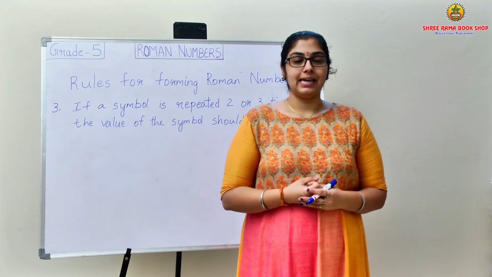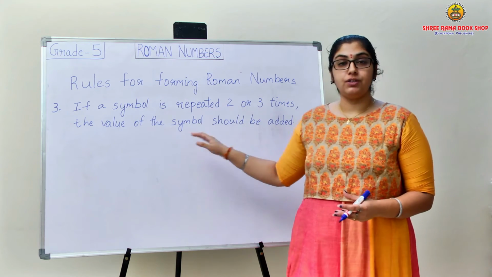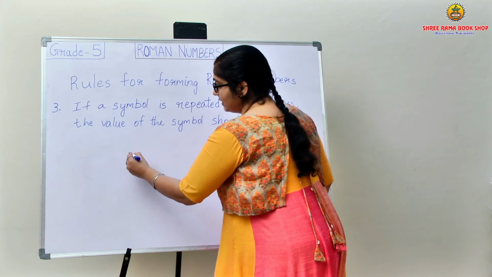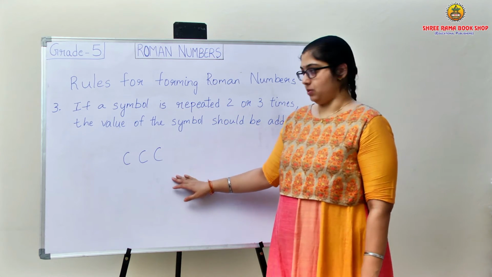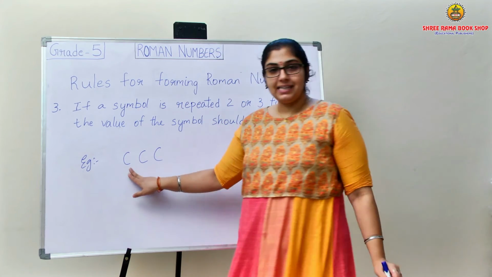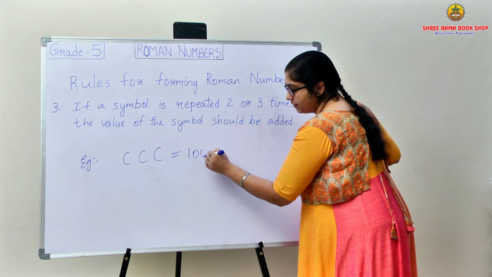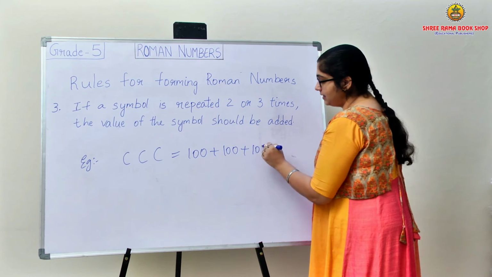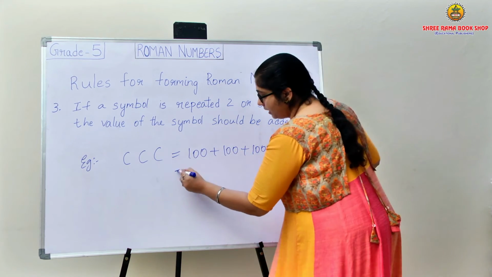What does rule number 3 say? It says that if a symbol is repeated 2 or 3 times, the value of the symbol should be added. So for example, I'll take C, C and C. I have repeated the symbol C 3 times over here. In this example, what is happening? The value of C is 100, we already know that. First C is 100, the second C I am adding again, plus the third C, which is 100. So the value of CCC is nothing but 300.